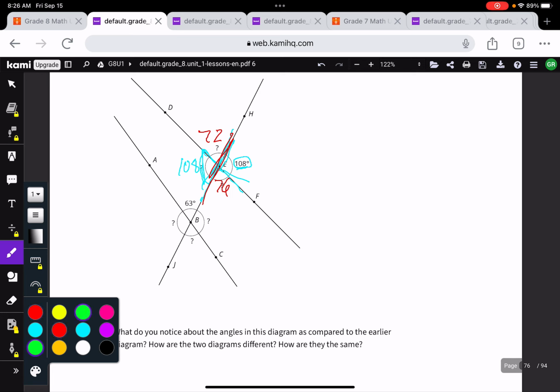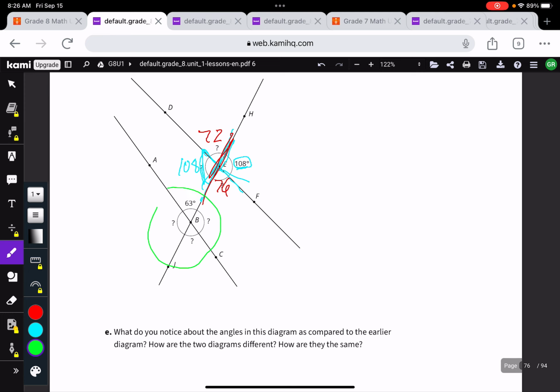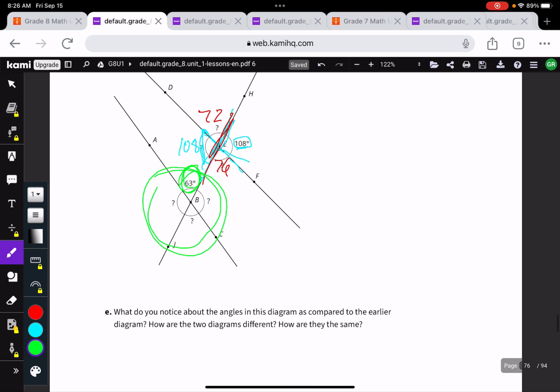But now we've got to apply new angles for that down there. And they gave us this 63. They gave us that 63. So you can go ahead and fill out the rest of those. And when you're done, hit unpause.